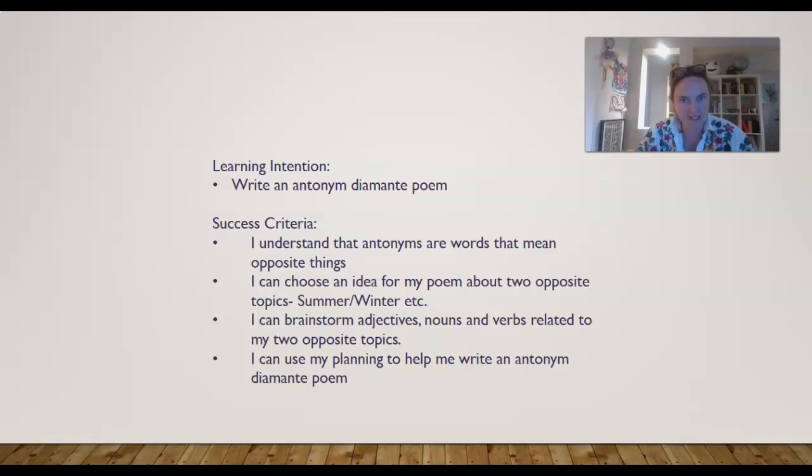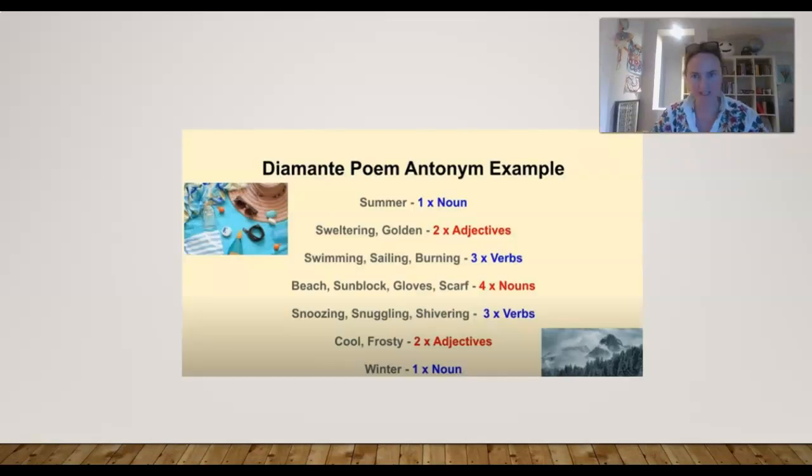So to be successful today, you might notice that some of these things were on the success criteria yesterday. So you need to make sure that you have done yesterday's literacy work first before you can do today's. If you need to, you can go back and look at yesterday's video and yesterday's tasks. Here we have a diamante poem antonym example.